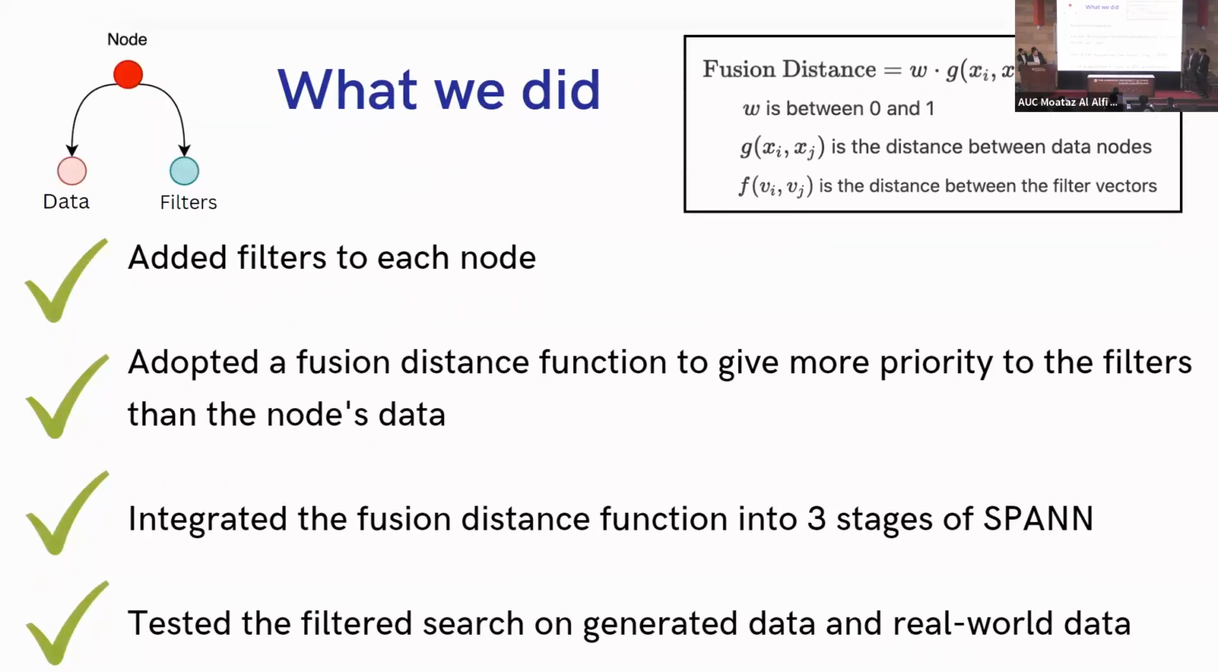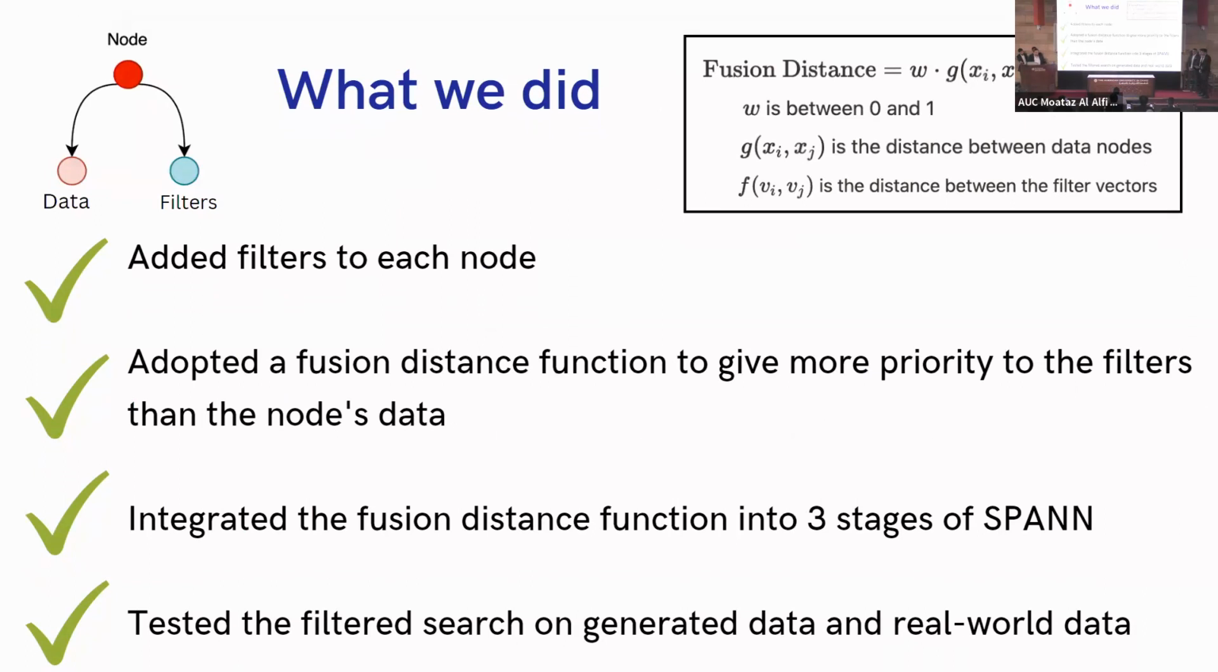Now moving on to explain how we added filtered search into the SPANN code. Our first task was to add the filters to each node. We decided to follow this architecture that you see. Each node will hold its actual data and its filter data. This allows us to easily access the filters whenever we want.